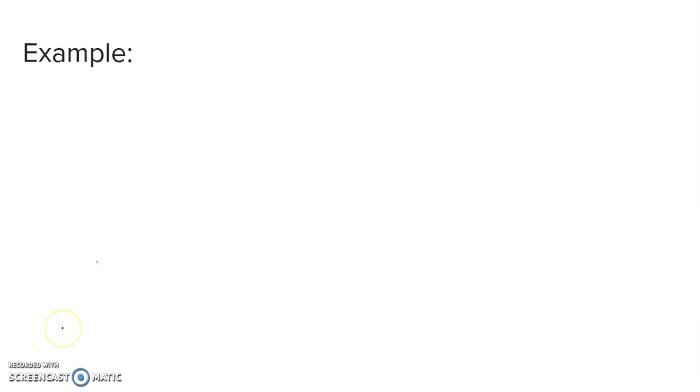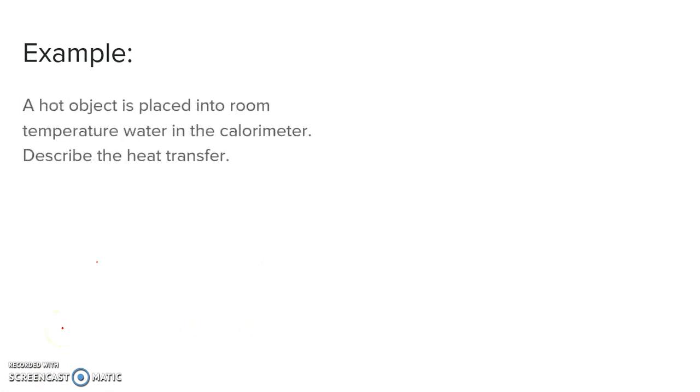All right, let's say with our example that we have a hot object and it's placed in room temperature water in our styrofoam cup calorimeter. We want to describe the heat transfer. So if our object is hot, at a higher temperature than the water, what's going to happen? Well, the hot object is going to transfer heat to the water until they get to what's called thermal equilibrium.